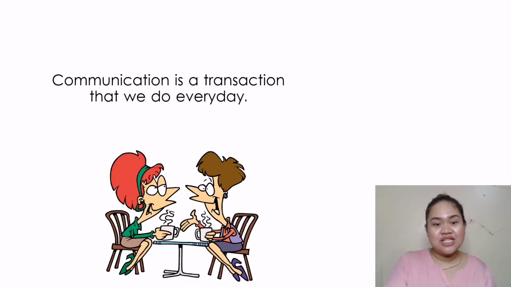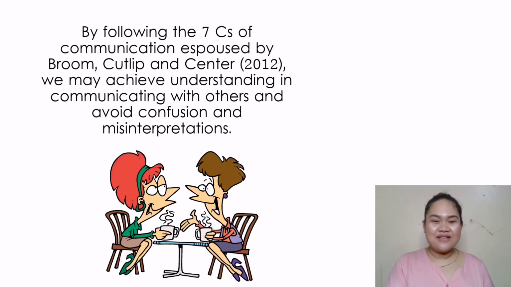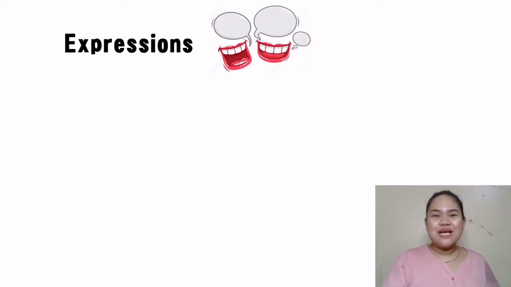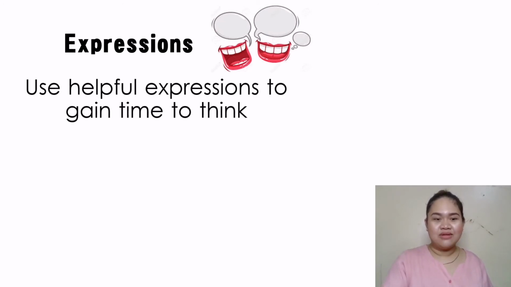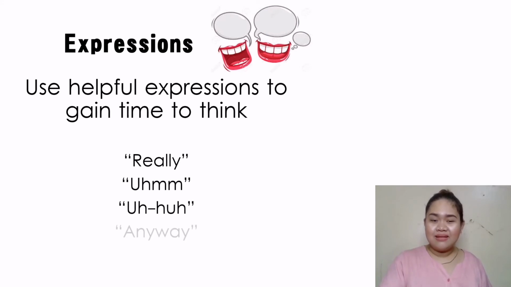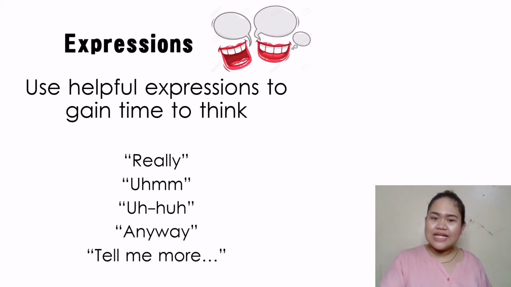Communication is a transaction that we do by following the 7 C's of effective communication espoused by Broom, Cutlip, and Center 2012. We may achieve understanding in communicating with others and avoid confusion and misinterpretations. Here are some of the helpful expressions that you may use to avoid communication breakdown. Use helpful expressions to gain time to think. These are: really, anyway, tell me more.